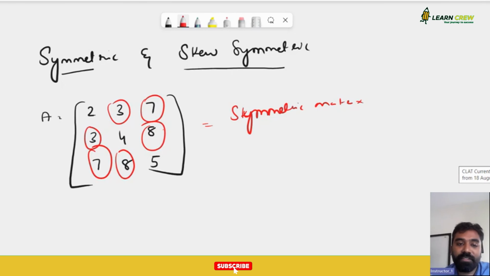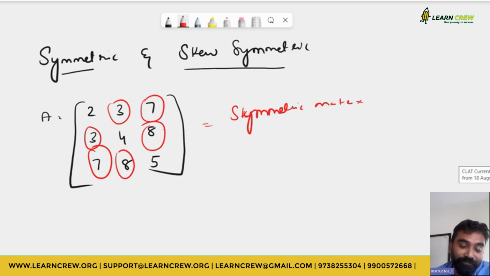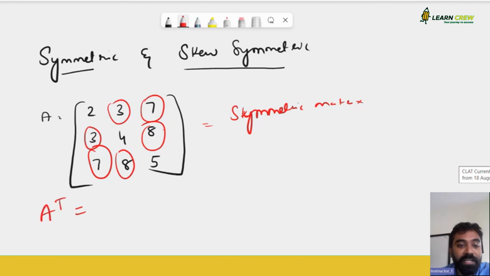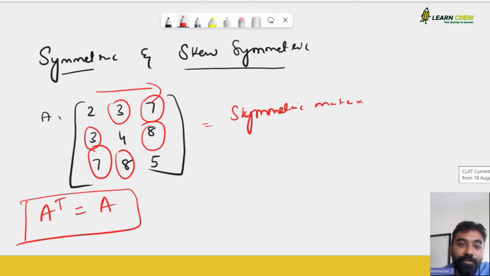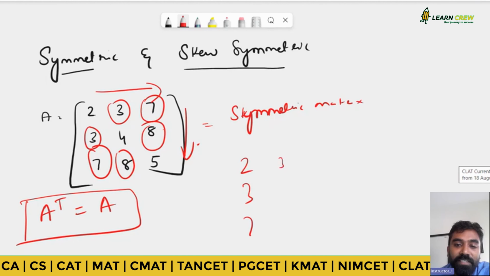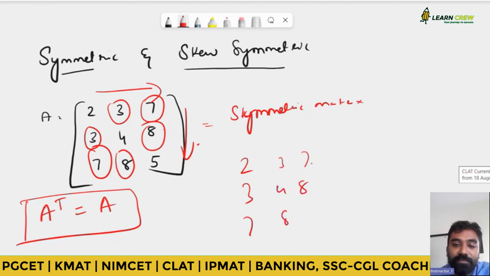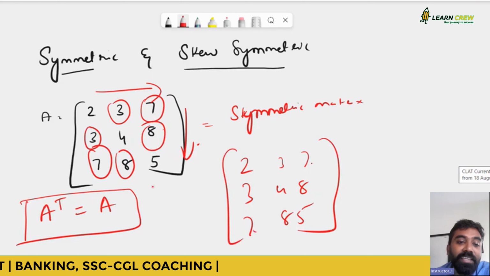Now, in the question they're asking, if there is a symmetric matrix, what is the transpose of that symmetric matrix going to be? The transpose of a symmetric matrix is A transpose. A transpose will also be equivalent to the given matrix. What happens in transpose? Rows and columns interchange. So rows you can write as 2, 3, 7. This becomes 3, 7. This becomes 4, 8. This becomes 8, 5. It remains the same. A is equivalent to A transpose.